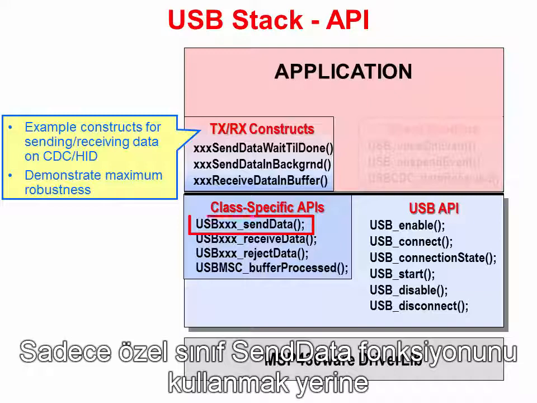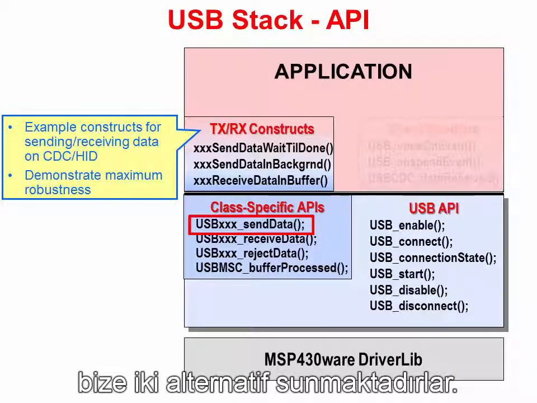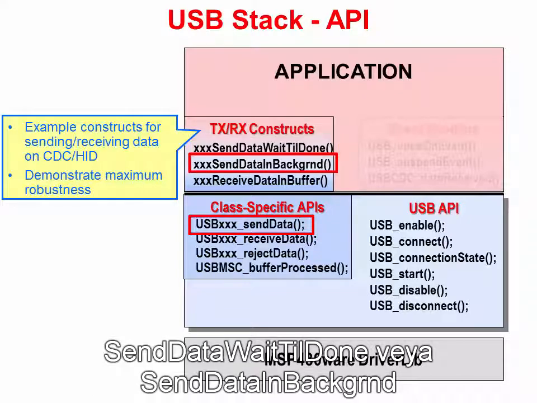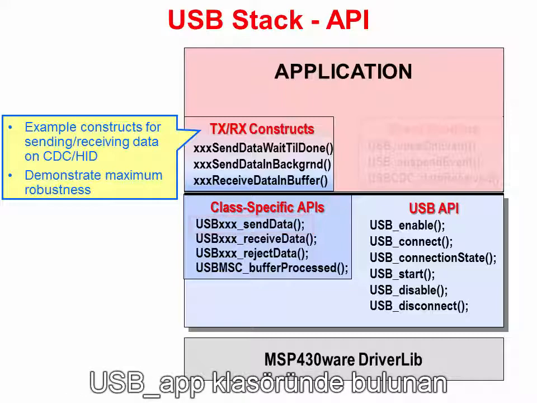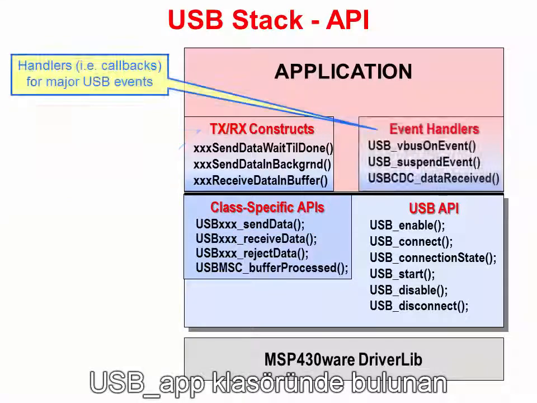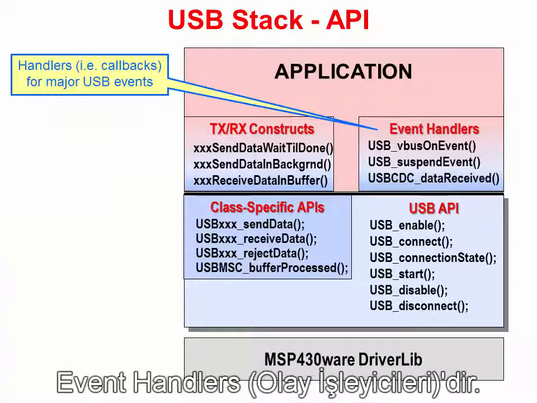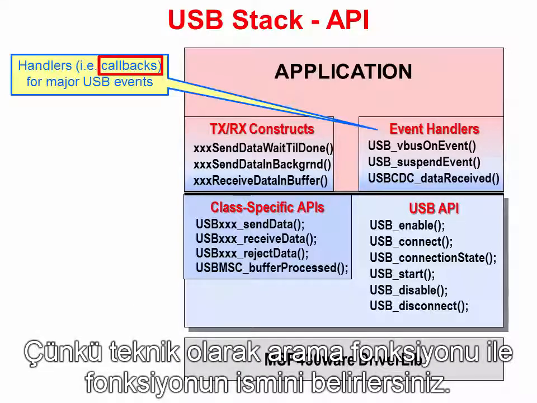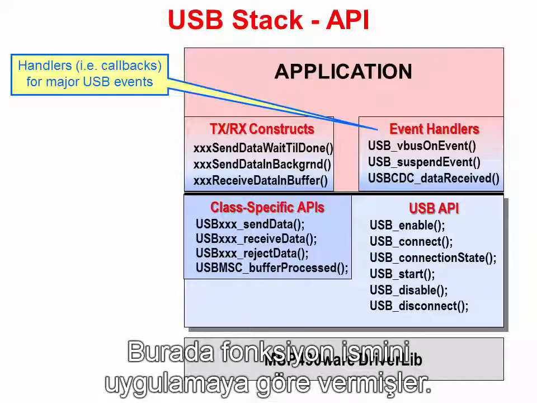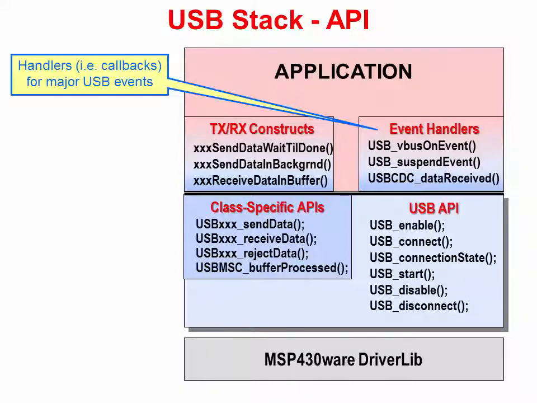For example, rather than using just the class-specific sendData function, they provided two variations for me: sendData and wait until done, or sendData in the background. If you find you've got something specific that you need for one of the classes, just grab their wrapper functions and tweak away. The other functions provided in the USB app folder are a set of event handlers. If it makes more sense to you, you can think of them as callback functions. The apps team doesn't use that name since, technically, with callback functions, you provide the function's name, whereas in this case, they give you the name of the function that needs to be implemented.